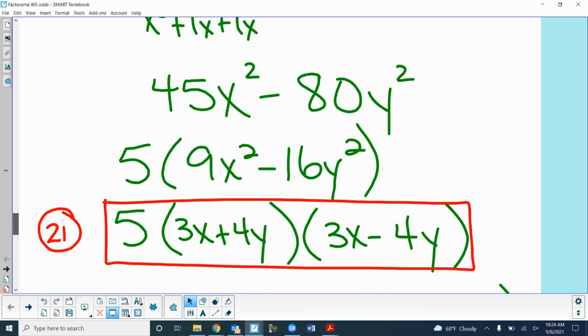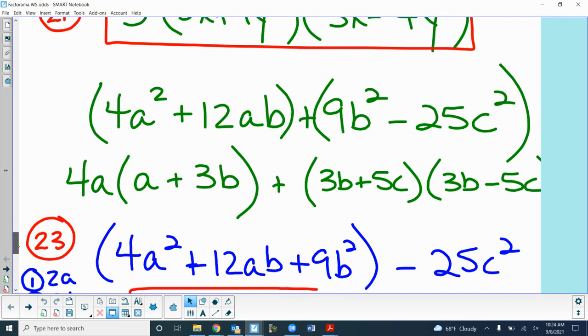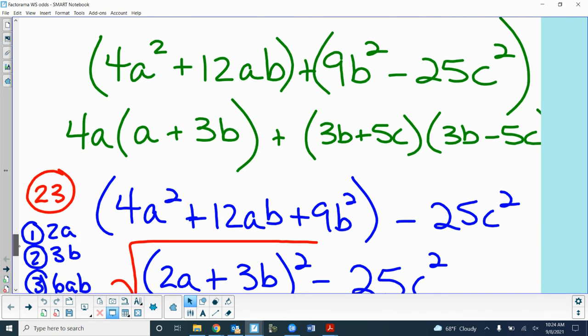All right, 21. Took the 5 out. Difference of squares, square root's 3x, square root's 4y, plus and minus. Simple. Questions? I know I'm going fast, but I think most of you got all these. 23 was the tough one.